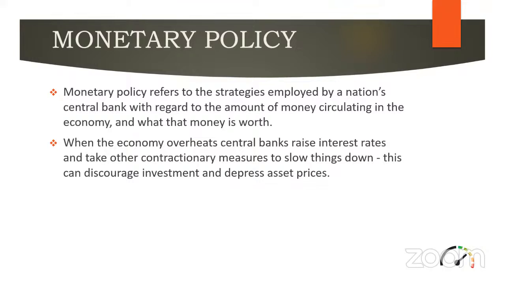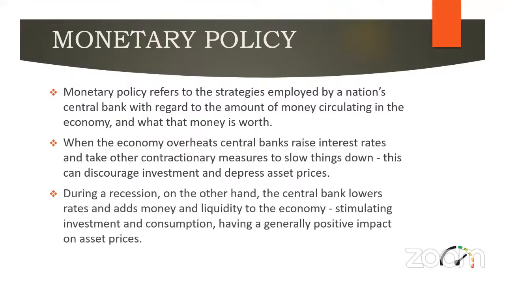So when a government notices that there is a problem, they always try to raise interest rates. They try to take contractionary measures, things that reduce the amount of money in circulation. Then sometimes during a recession, the government will try to do things to make sure that there is more money in circulation. You understand? That is what monetary policy is all about.